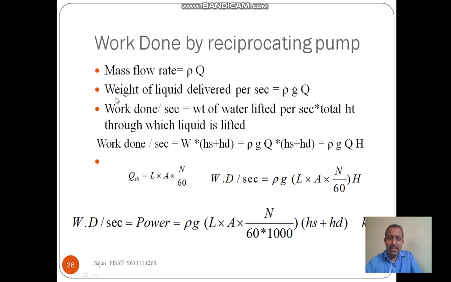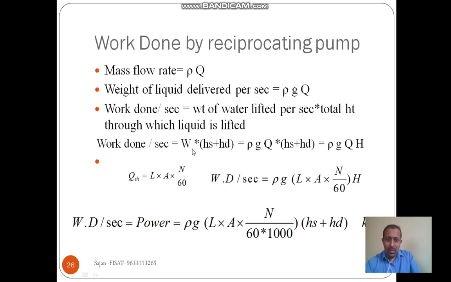And next is the work done by the reciprocating pump. As we know, the mass flow rate is equal to rho Q or rho A V. The weight of the liquid delivered per second is mg, that is mass into g, that is rho Q into g. As we know, work done per second is the weight of water lifted per second into the total height through which the liquid is lifted, that is, the height to which the water has to be taken, into the weight of water. That is the work done per second.